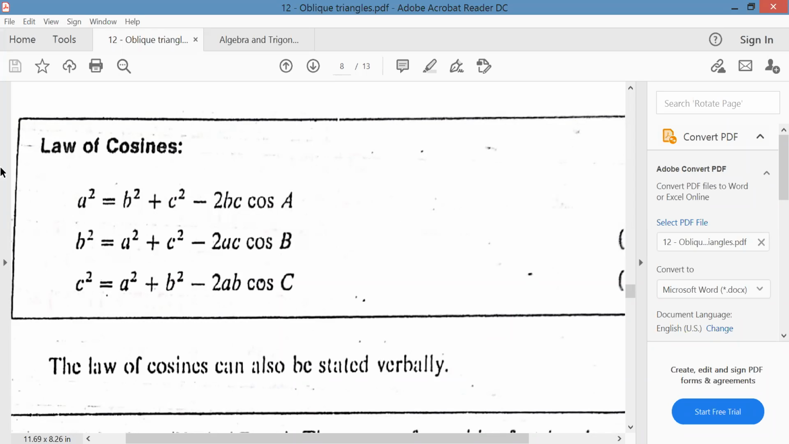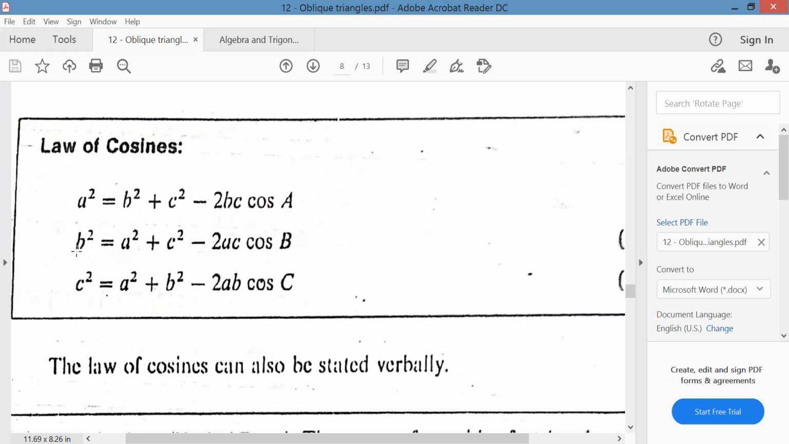Now we have three sides a, b, c, and the author has given you three different relations to find these sides. a square is equal to b square plus c square minus twice the product of these two sides, and then cosine of the angle A. Remember, angle A is the included angle between b and c sides. Included angle means the angle formed by the sides b and c.